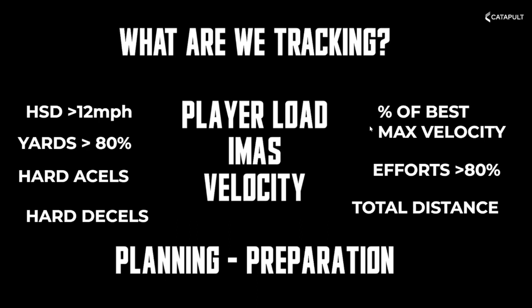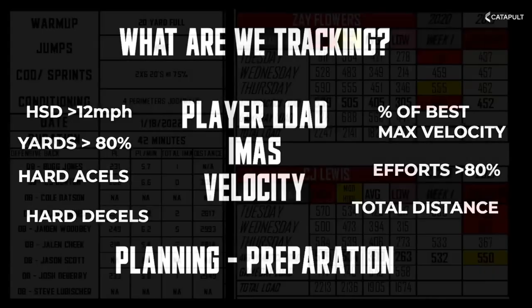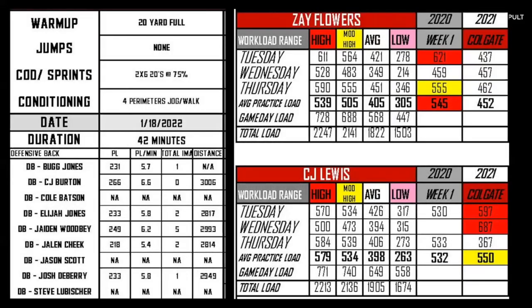But the biggest thing is that what we're tracking, you have to have a plan and you have to prepare best you can and getting everybody aligned before you hit the field. So next is just a sample of what it kind of looks like, how we program design. And this is just a very early, as you can see, January 18, 2022. We spent about 42 minutes out on the turf. We did a 20-yard full dynamic warm-up. We didn't do any plyometrics.